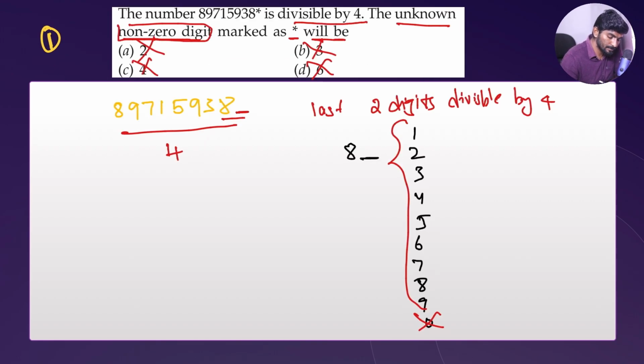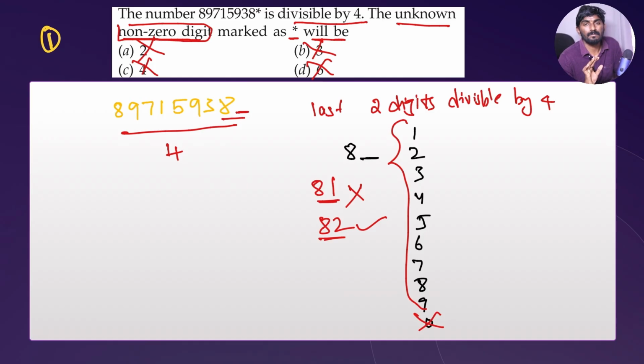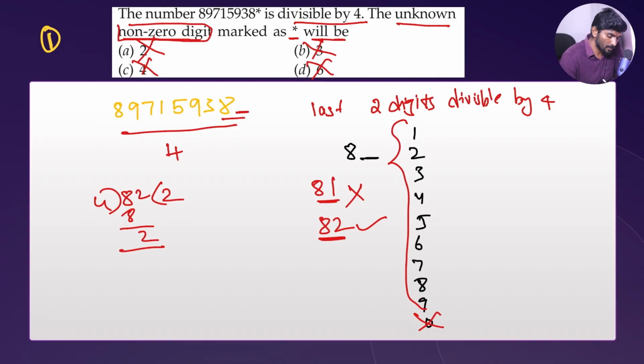81. Is this divisible by 4? No. 82, divisible by 4? Initially, if you learn the tables by heart, it will be very useful. In an examination you can use the options, but while you are practicing, there is no logic behind seeing the options. Okay, will 82 be divisible by 4? 4 times 20 is 80, 2 is the remainder. No, this won't work out.